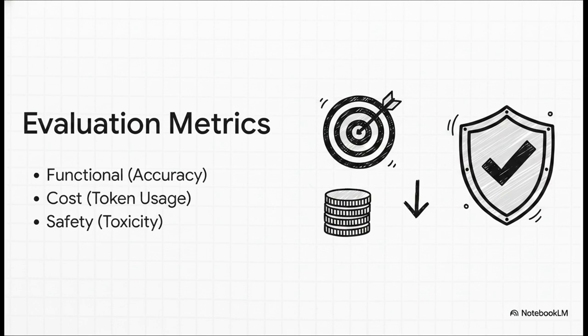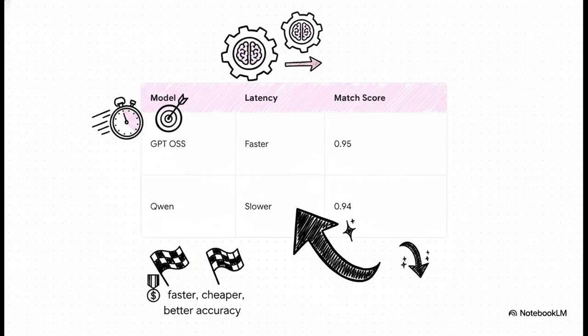You need to measure functional metrics like accuracy and hallucination rates, cost metrics to ensure your token usage is optimized so you don't get a massive surprise cloud bill, and safety metrics, actively monitoring for things like toxicity and those PII leaks we just talked about. Let's actually look at how you'd use an evaluation dashboard to compare 2 different models head-to-head. Right here, we have a test comparing an open-source GPT model against a Qwen model.